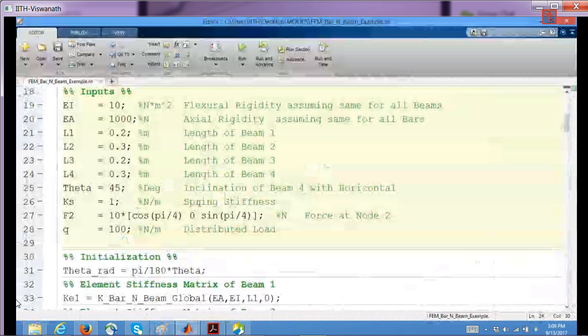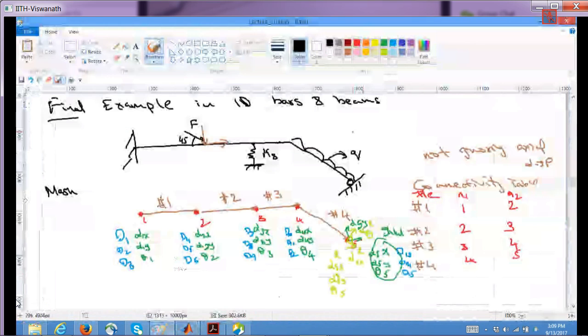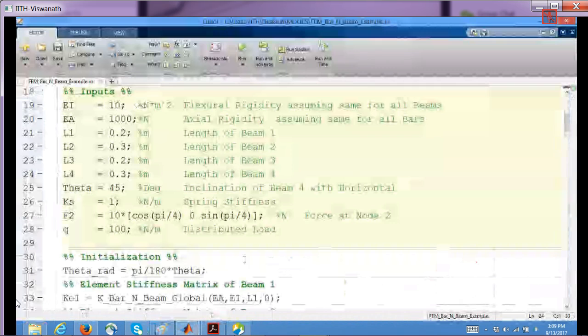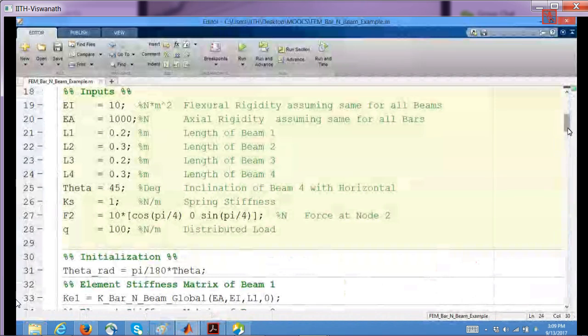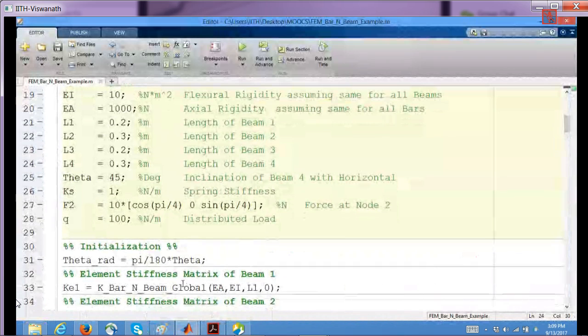So these are the forces acting at node 2, and the distributed load, this Q, I'm taking as 100 Newton per meter. You can play around with the numbers however you feel like. Now let us write the element stiffness matrix for the first element.